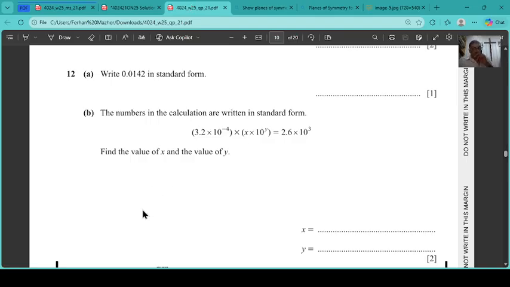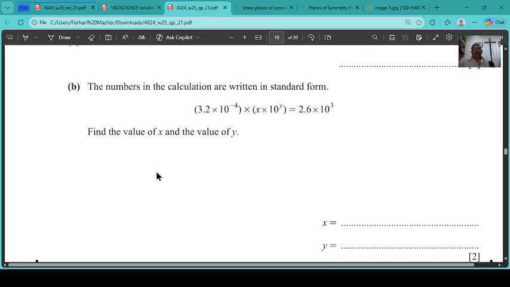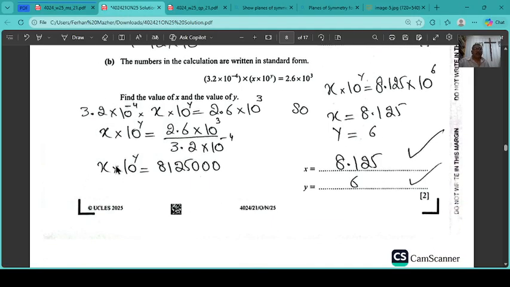Now question number 12 and its B part. The numbers in the calculations are written in the standard form. So each number is in the standard form. This x is also in the standard form. So if this is in the standard form, then the x value is from 1 to 10. Okay, so he says find the value of x and the value of y. They want me to find out the value of x and the value of y. It's a 2 marks question, very simple. Let me show you how we have done this.